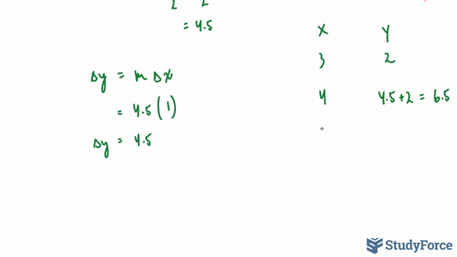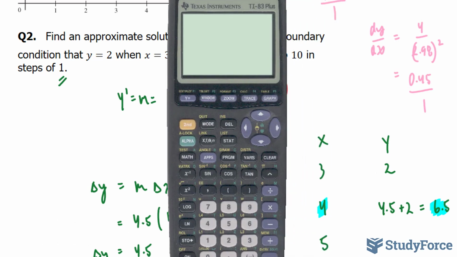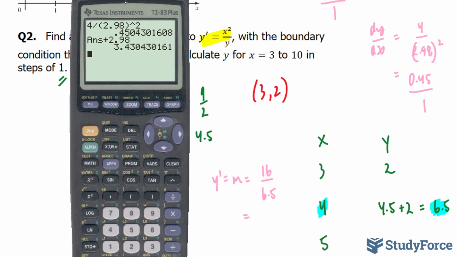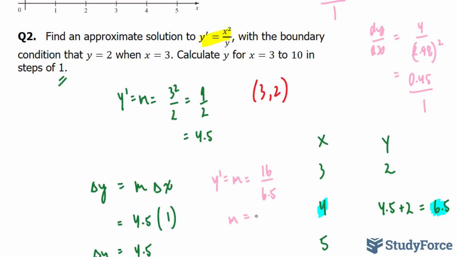Let's do one more. So at x is equal to 5, once again I'll substitute 4 and 6.5 into my differential equation. I'll do my work over here. I have y prime, which is equal to m, and that is equal to 4 as my x, which becomes 16, 4 to the power of 2 is 16, divided by 6.5. My slope, therefore, I'll use my calculator for this calculation, is equal to 16 over 6.5, and that gives me 2.46. m is equal to roughly 2.46.